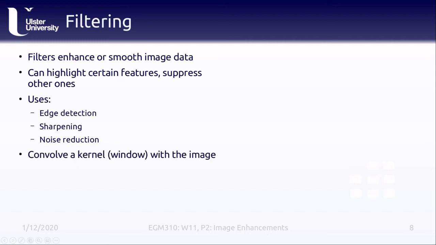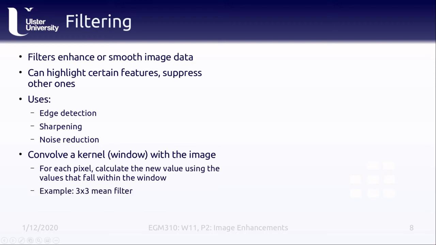Filters are a technique that can either help enhance or smooth image data. They can highlight certain features in an image, or they can be used to suppress features. We use them for things like edge detection, sharpening images, reducing noise. The way that a filter normally works is by doing what's called a convolution, or convolving a kernel by moving it around the image to calculate new values. For each pixel in the input image, we can then calculate the value in the output image using the values that fall within the window or kernel.